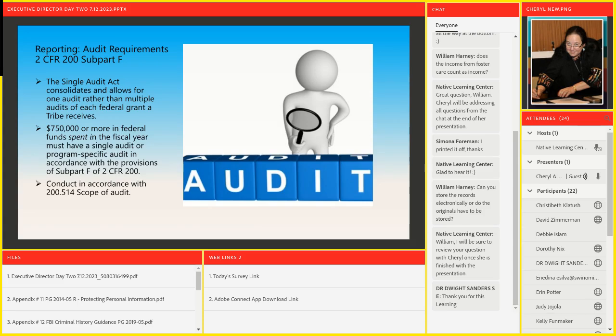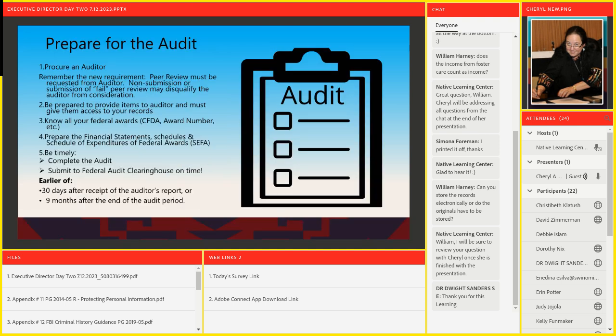We have to make sure we have one audit rather than multiple audits for each federal grant a tribe receives. A tribe with $750,000 or more in federal funds spent in that fiscal year must have a single audit or a program-specific audit in accordance with the provisions of Subpart F at 2 CFR 200, conducted in accordance with 200.514, scope of audit. You prepare for that: know your CFDA, your award numbers, prepare your financial statement, your schedules, be timely.